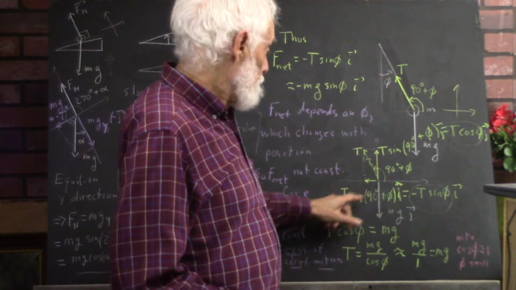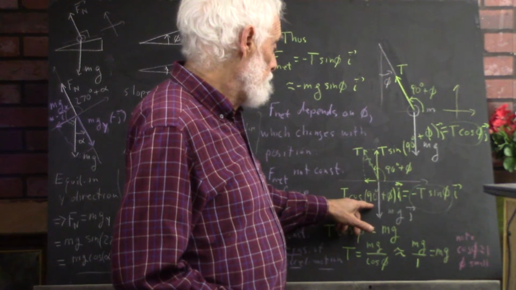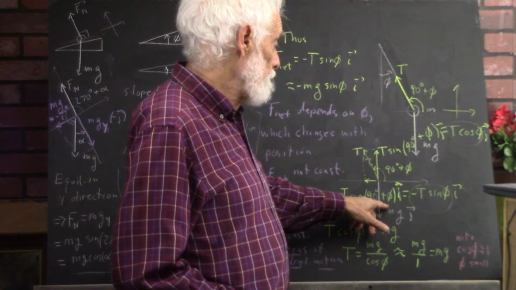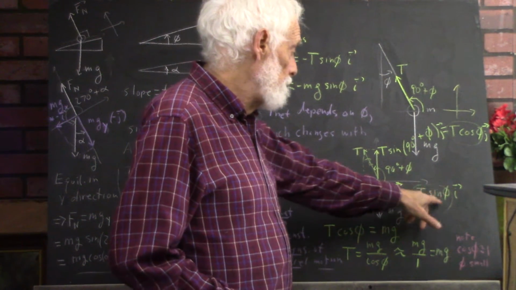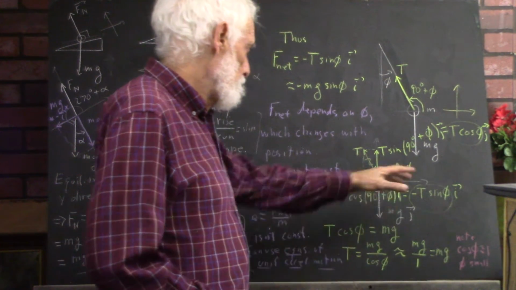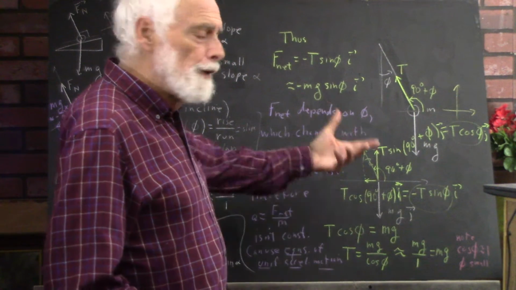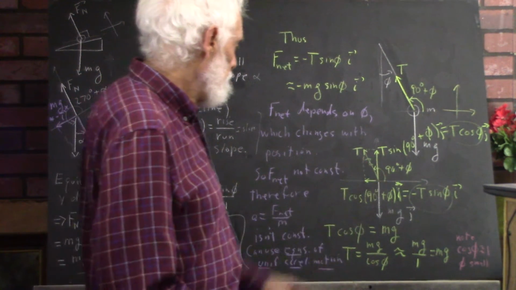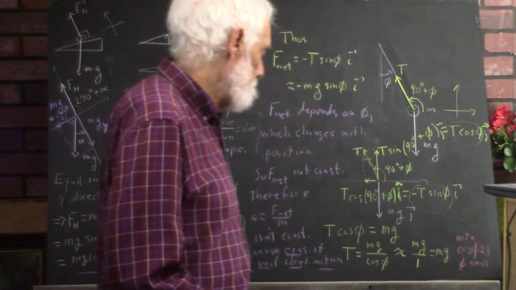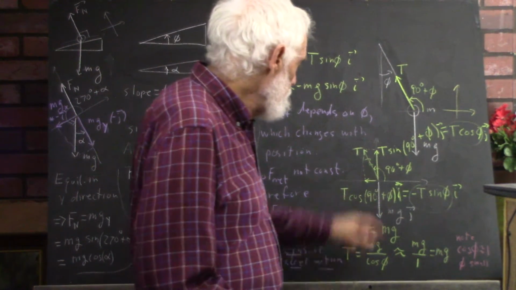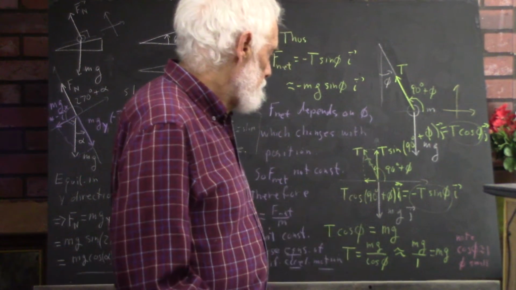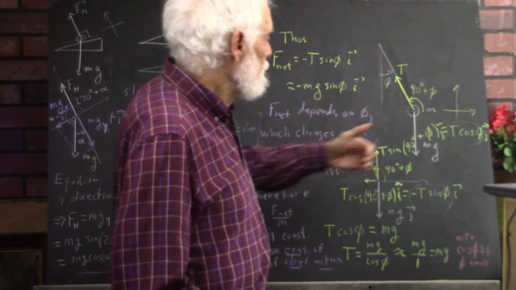Okay, the horizontal component of the tension is T times the cosine of 90 degrees plus phi, or negative T sine phi, and those would be expressed as vectors. Those would be expressed as multiples of i. The vertical, well, you have vertical equilibrium.